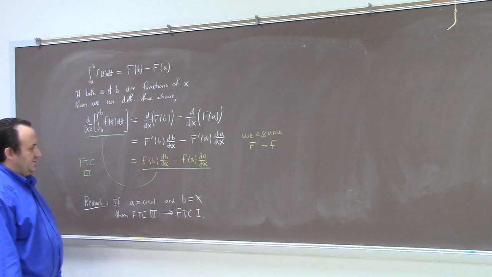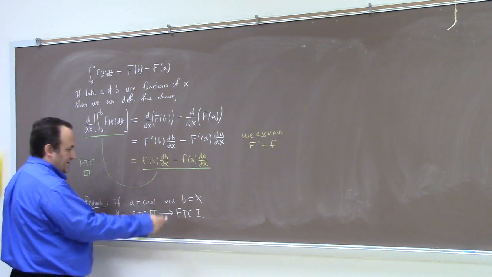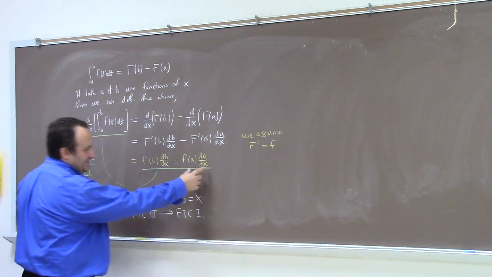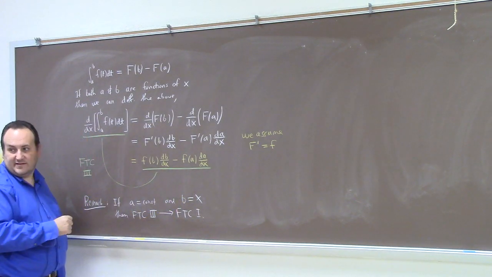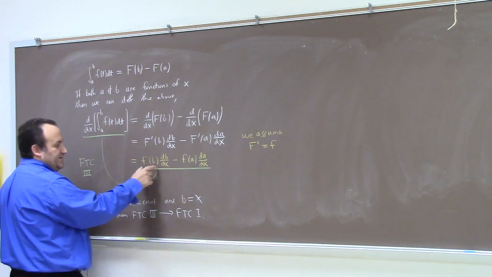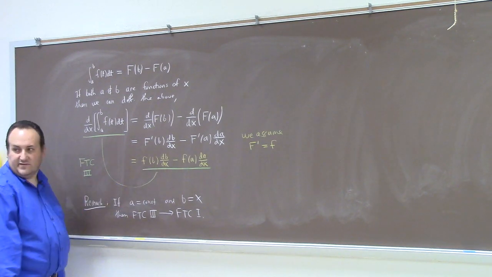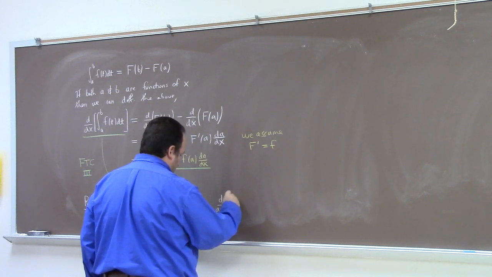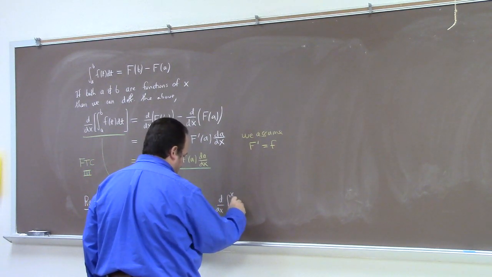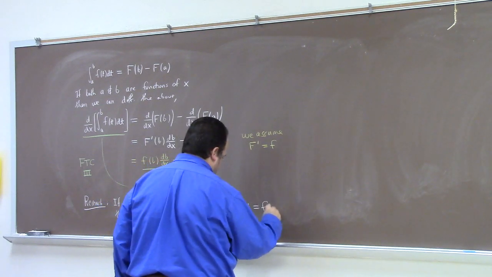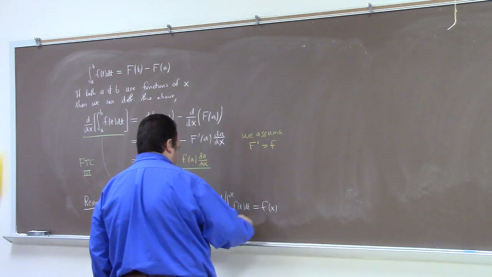Because you just get this reduces to what? That's 0, because the derivative of a constant is 0, and this is 1, so you just get f of x, which is what FTC I said. FTC I said d dx of the integral from a to x of f of t dt equals f of x. Okay, that's FTC I.